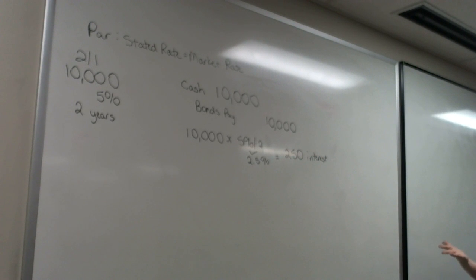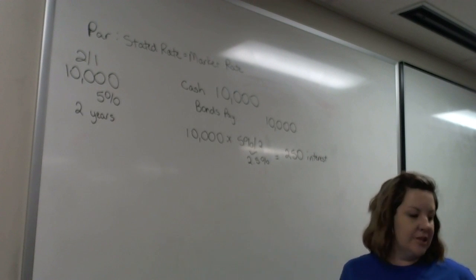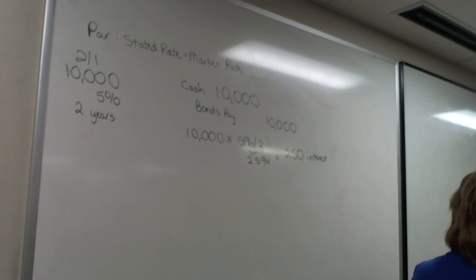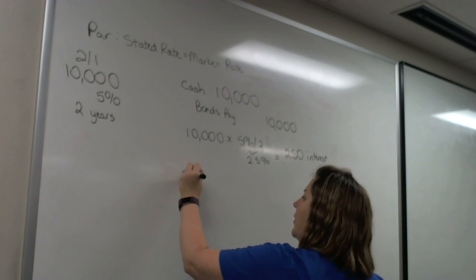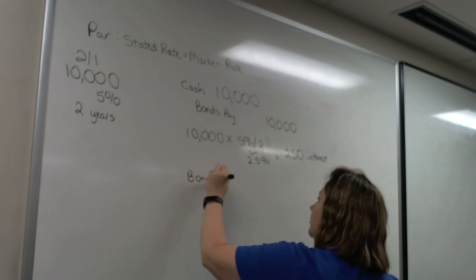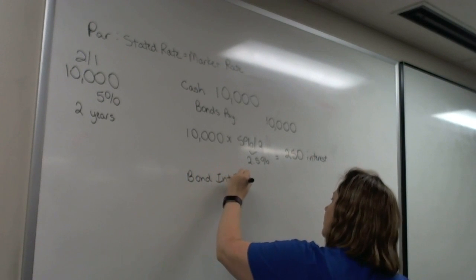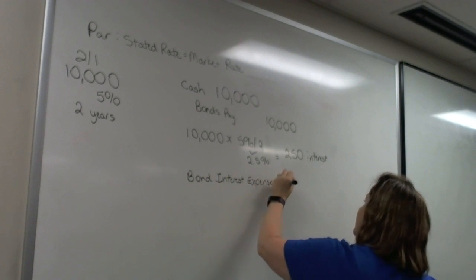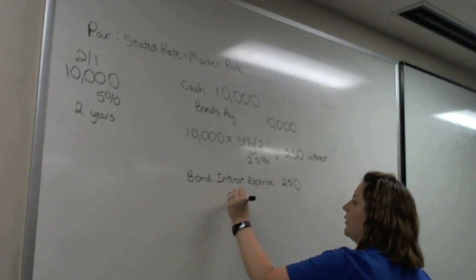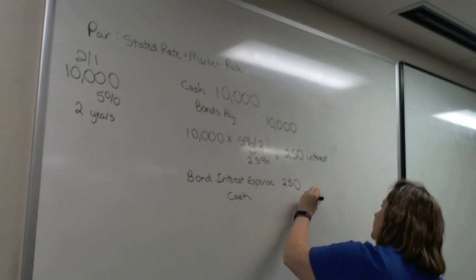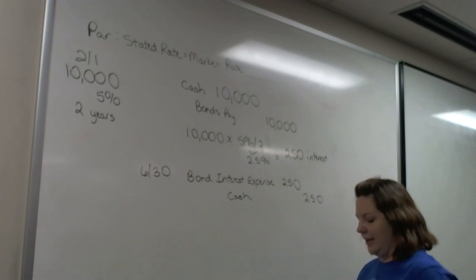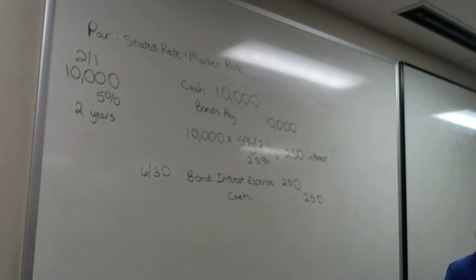So when we pay interest on a par bond, we're truly just debiting, you know, like your bond interest expense, right? And then crediting cash. So bond interest expense gets debited $250 and cash gets credited. And we'll just assume that's, you know, at the end of the first period there.